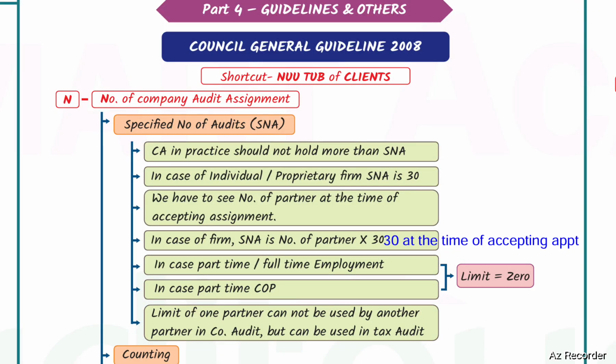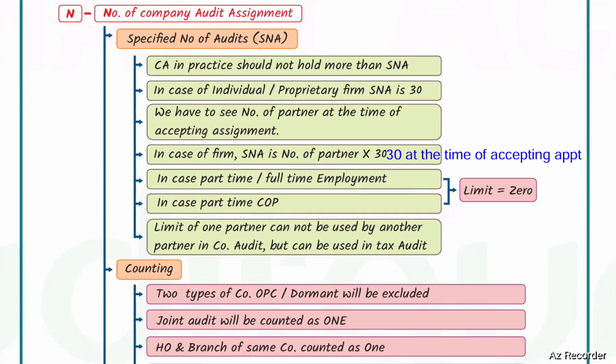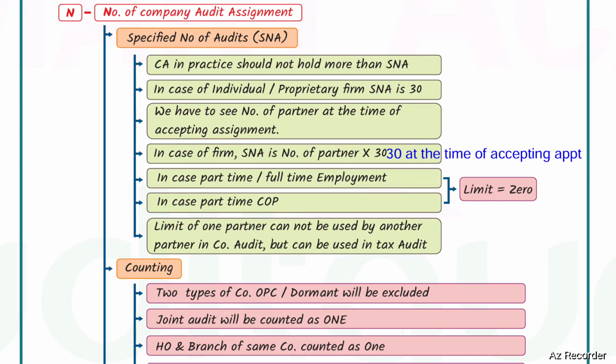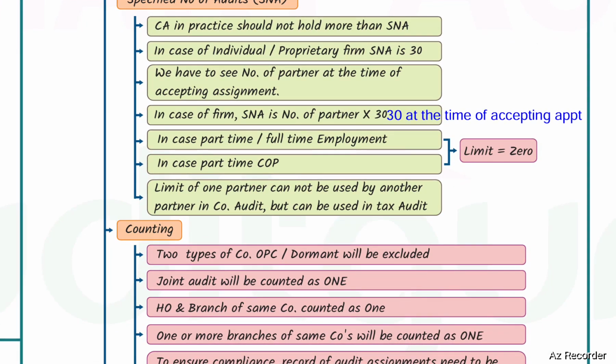Council General Guidelines 2008. Number of company audit assignments. A CA in practice should not hold more than the specified number of audits. In case of an individual or proprietary firm, the specified number of audits is 30. We have to see the number of partners at the time of accepting the assignment. 30 should be checked at the time of accepting the assignment.